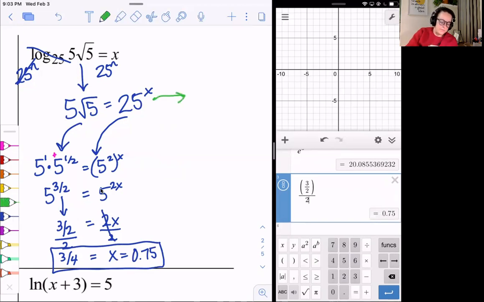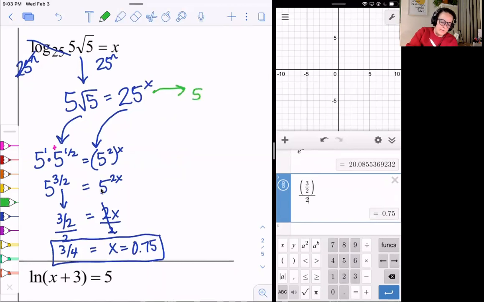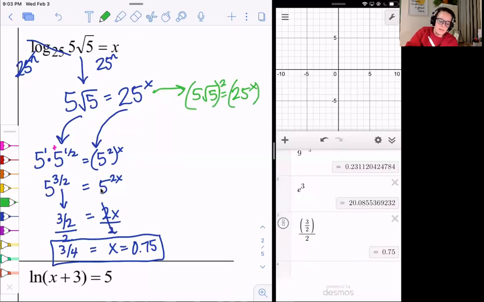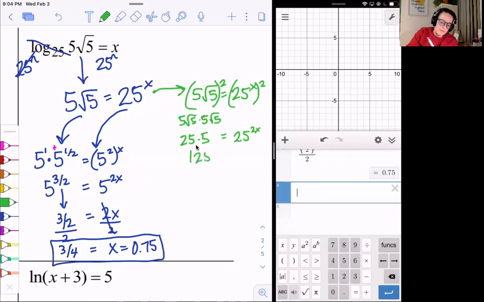A second way to do it is if you had 5 root 5 equals 25 to the x. Let's get rid of that root right away. So let's go ahead and square this, and we can square this as well. So 5 root 5 times 5 root 5 would be 5 times 5, 25, times square root of 5 and square root of 5 are going to make 5, the whole number 5, equals 25 to the 2x power, right? 25 times 5 is 125 equals 25 to the 2x.